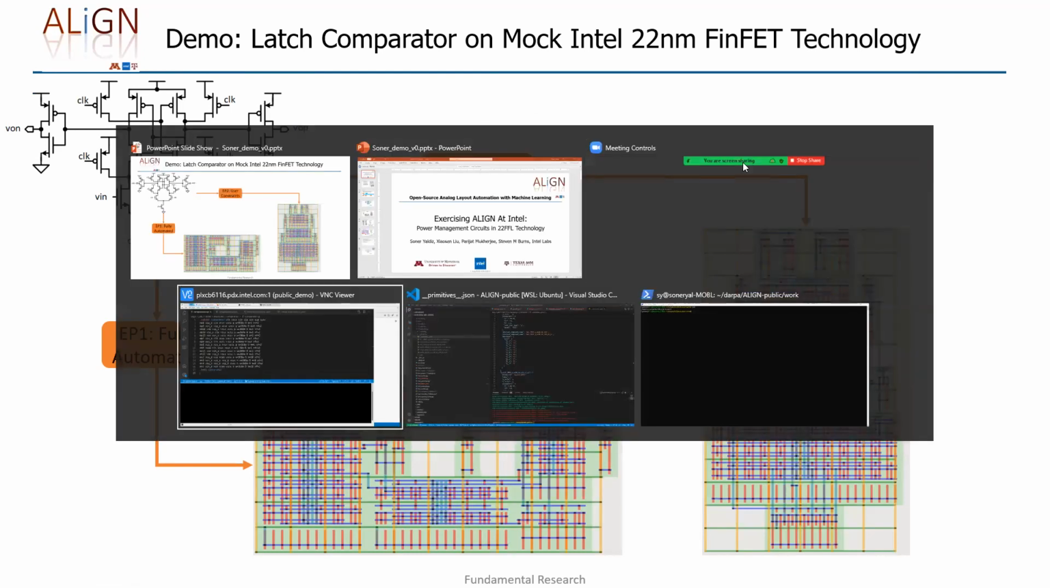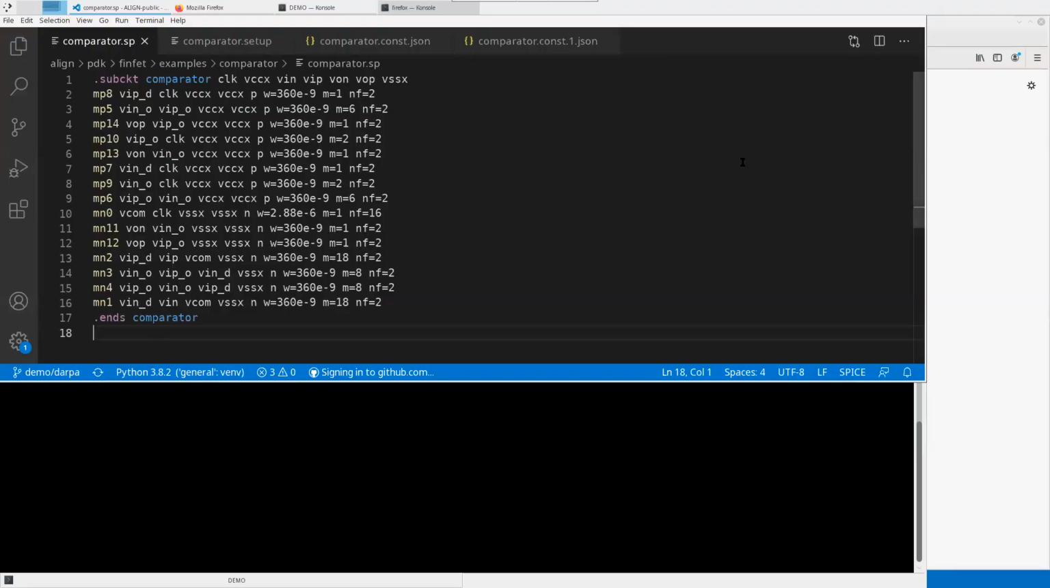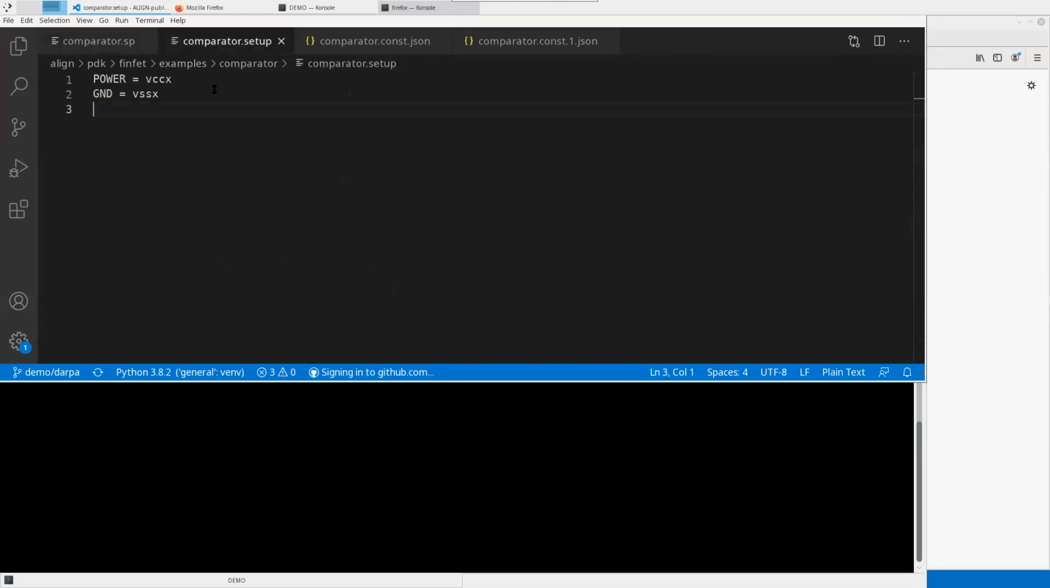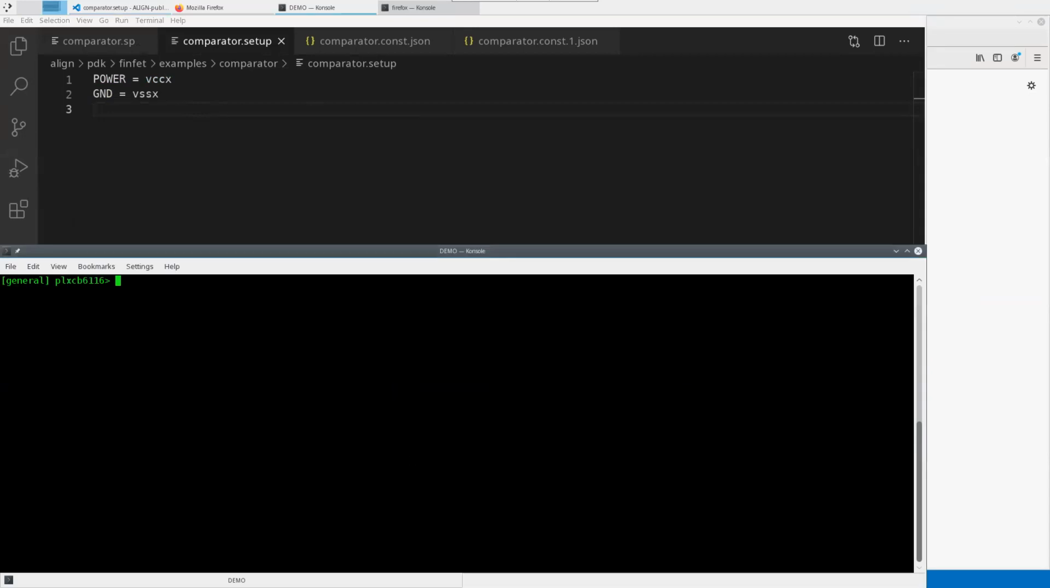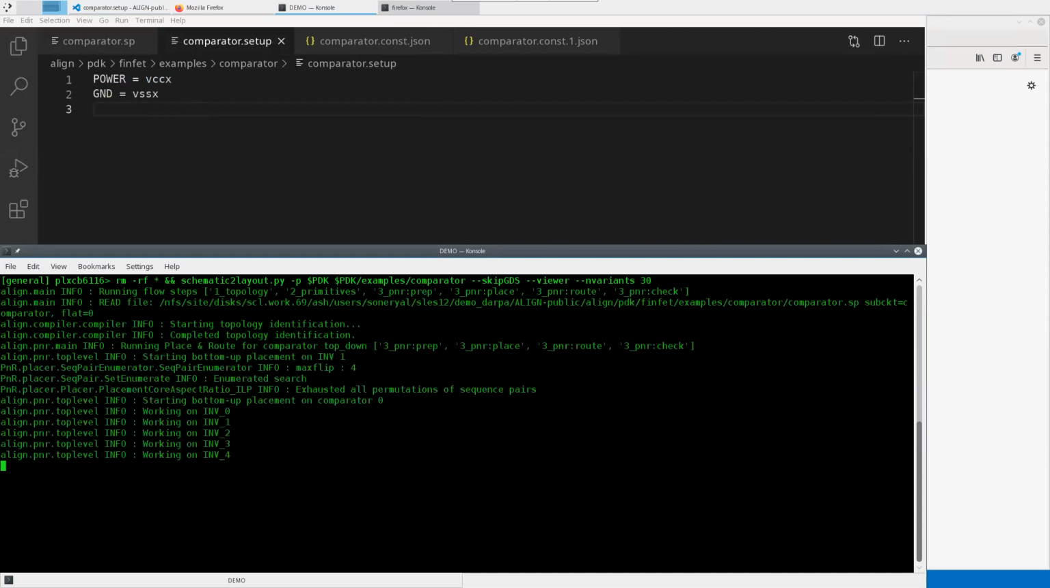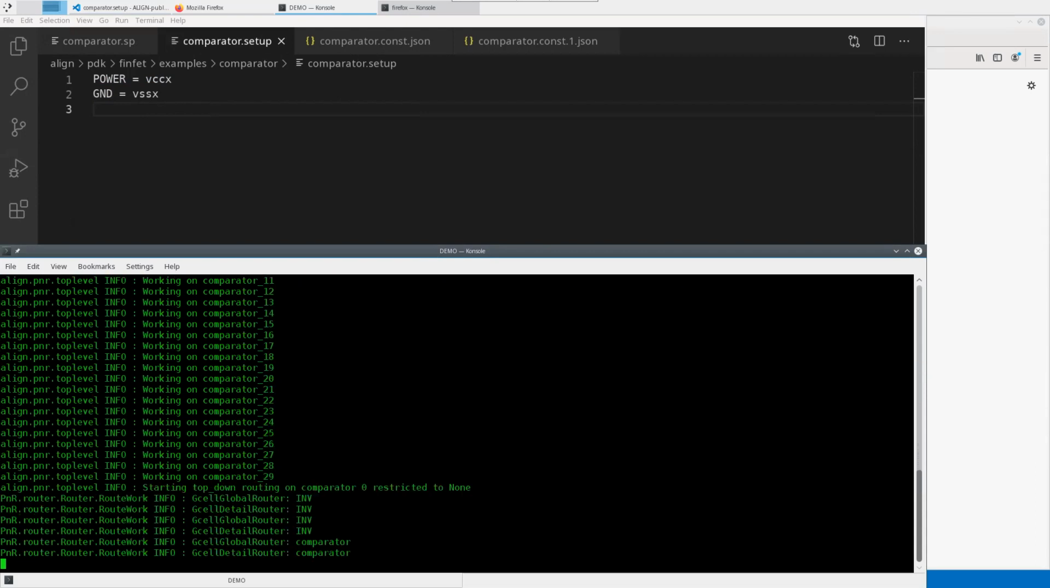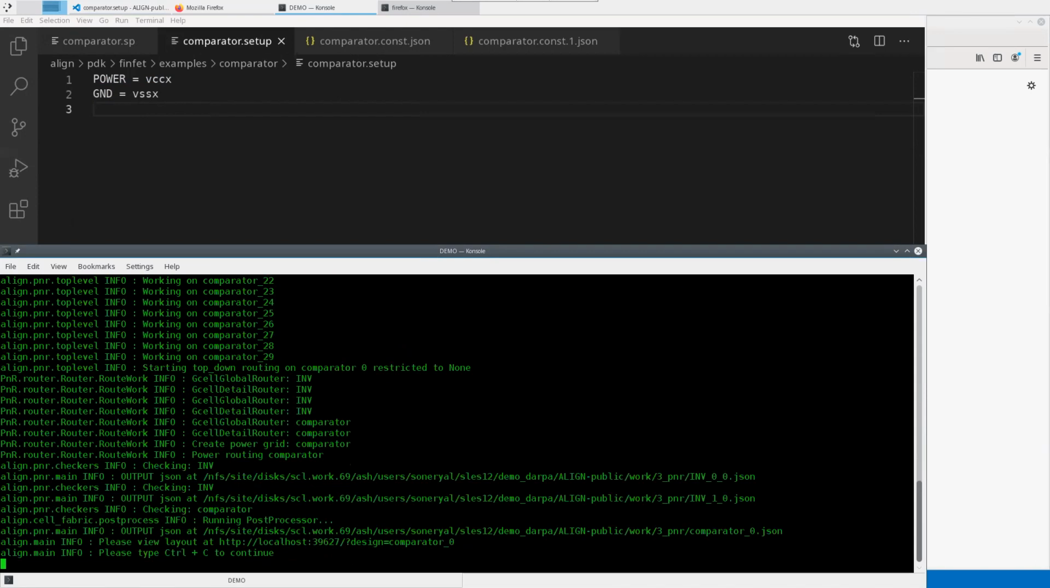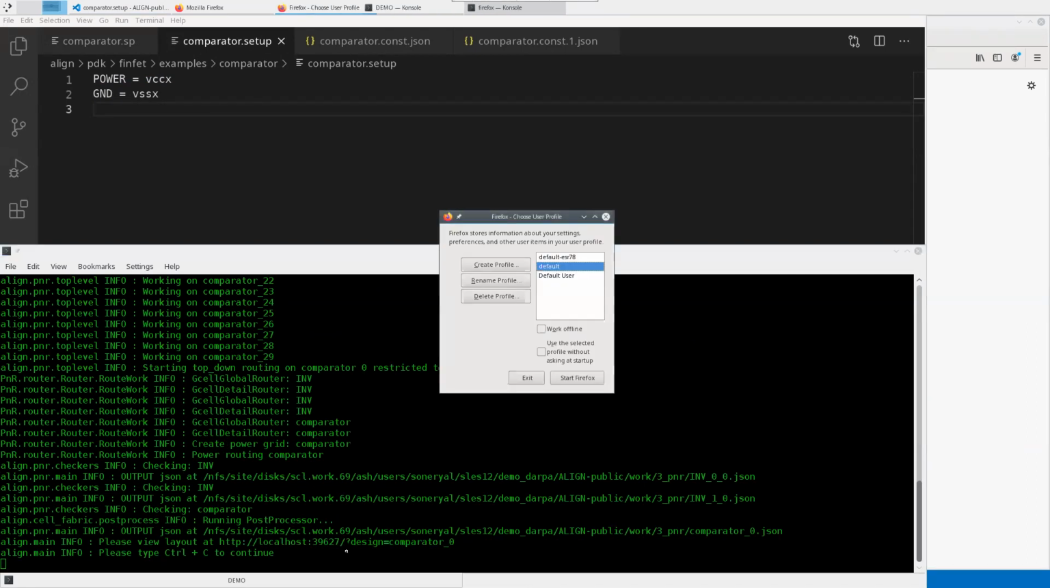So at this point, I will switch gears to here. Everything starts with creating a netlist of the schematic that we see in this editor. If you also want to create a power grid, then we can create a setup file where we specify the names of the power and ground nets. And this is sufficient to get started with using ALIGN. So I'll first invoke ALIGN, schematic to layout, and see the best solution it finds out of the box. You can see this took on the order of tens of seconds.